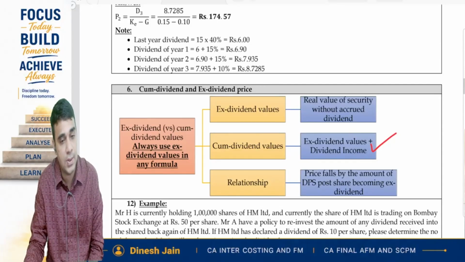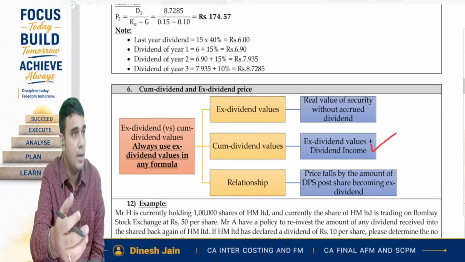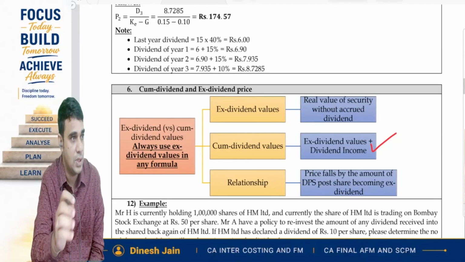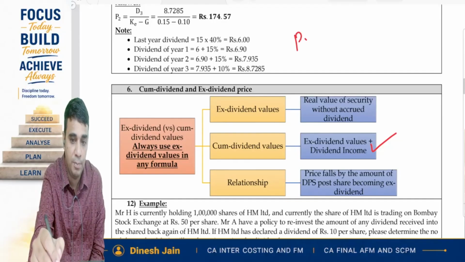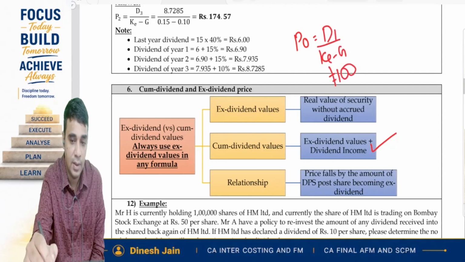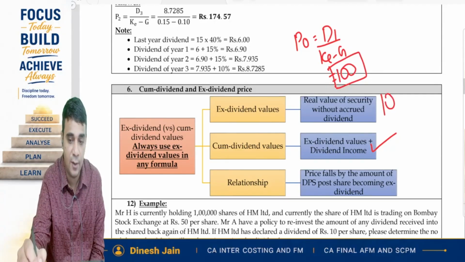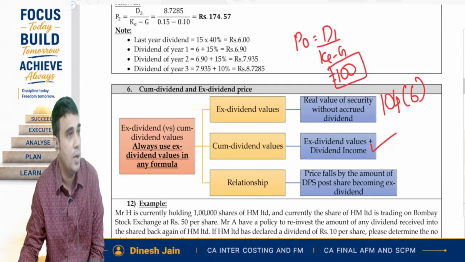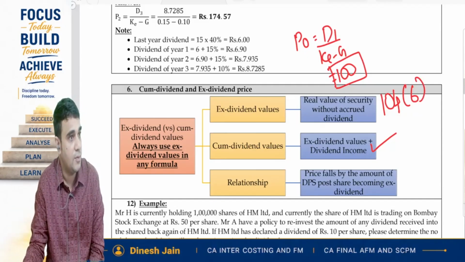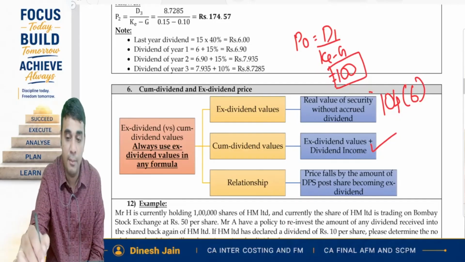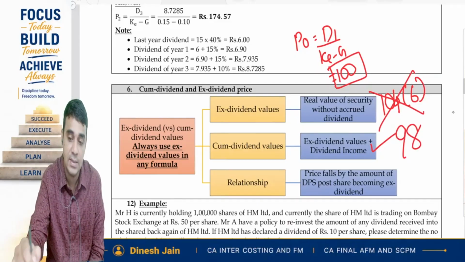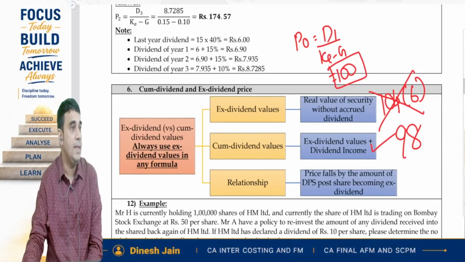Why are we learning this? Earlier, we learnt how to value a share. Let's assume you do Gordon's model: P0 = D1 / (KE - g). You got the answer 100. In the market, they say the share is at 104, including a dividend of 6 rupees. So the market is not at 104, the market is at 98.